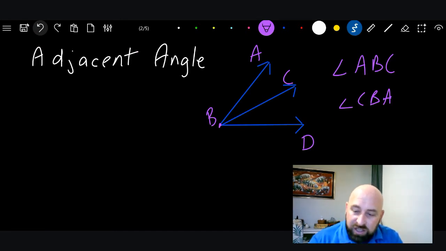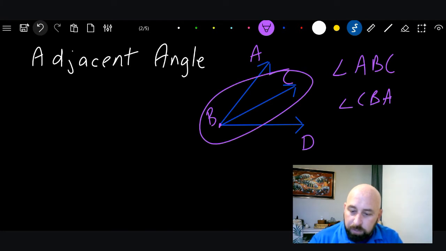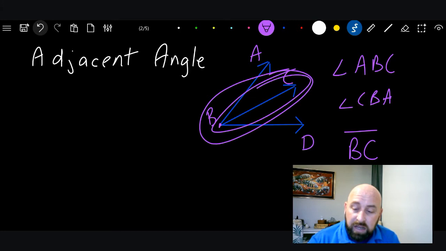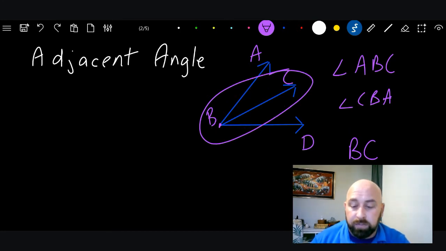So what is the adjacent side in this one right here? BC is the adjacent side. Okay, that is the adjacent side. AB would not be adjacent. DB would not be adjacent. The adjacent side is that BC right there in the middle.